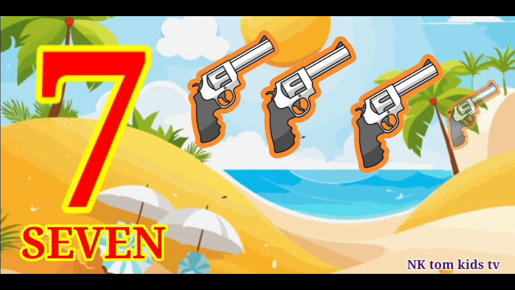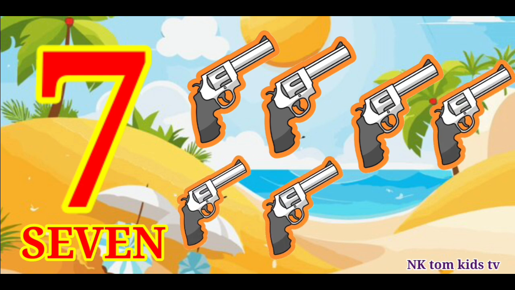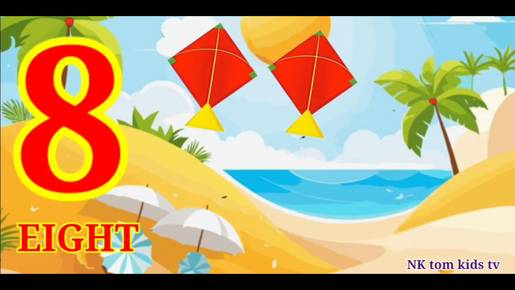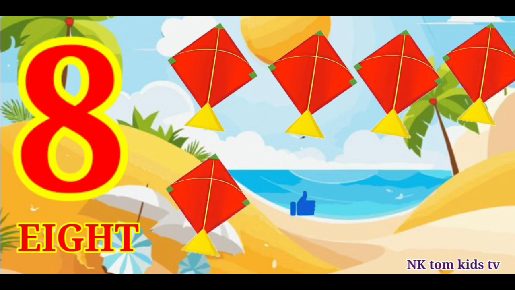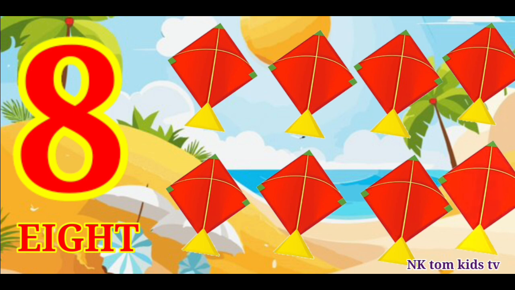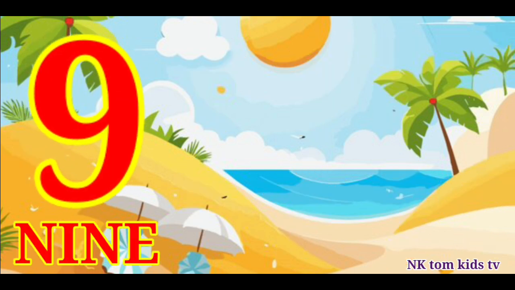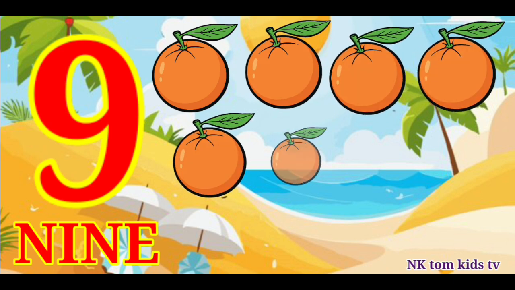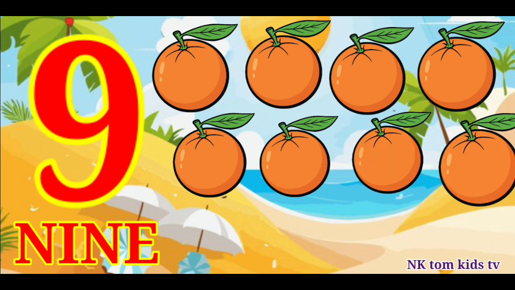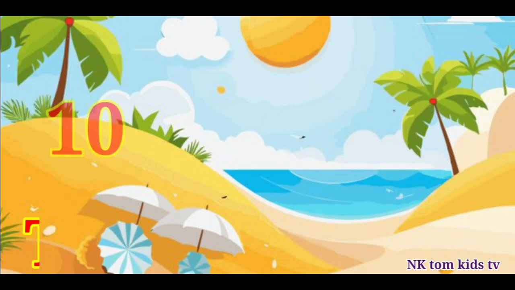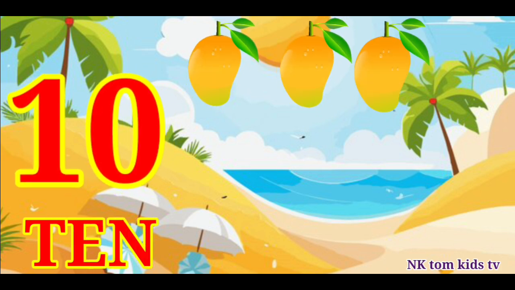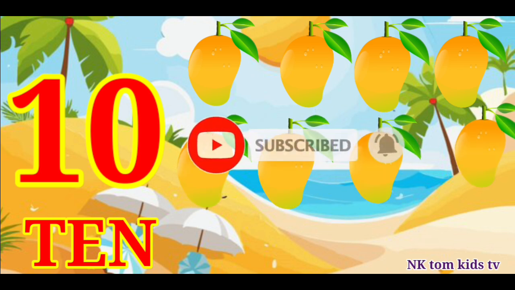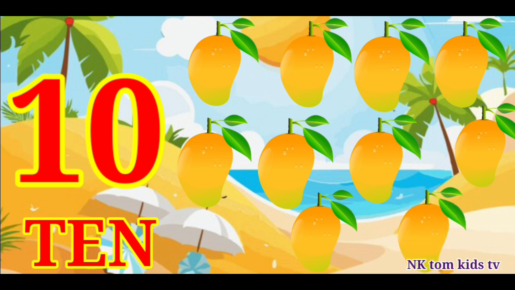Seven. One, two, three, four, five, six, seven. Seven guns. Eight. One, two, three, four, five, six, seven, eight. Eight kites. Nine. One, two, three, four, five, six, seven, eight, nine. Nine oranges. Ten. One, two, three, four, five, six, seven, eight, nine, ten. Ten mangoes.